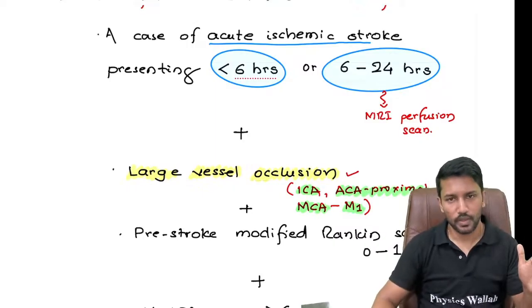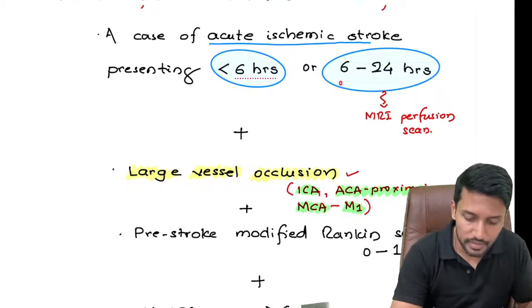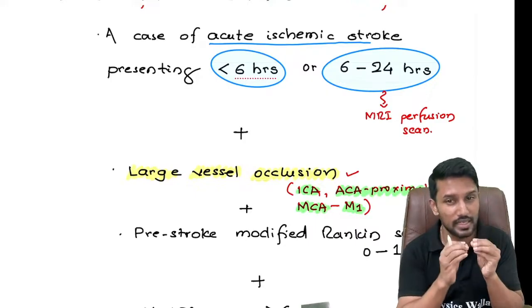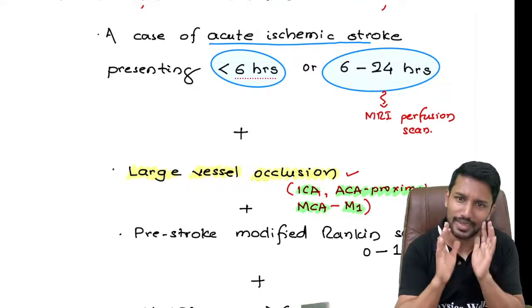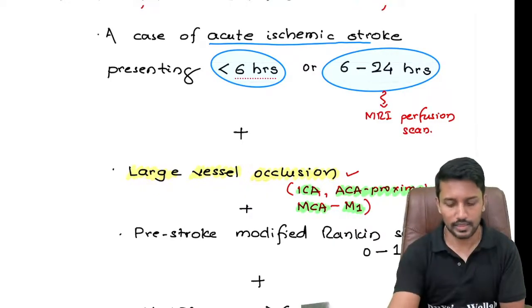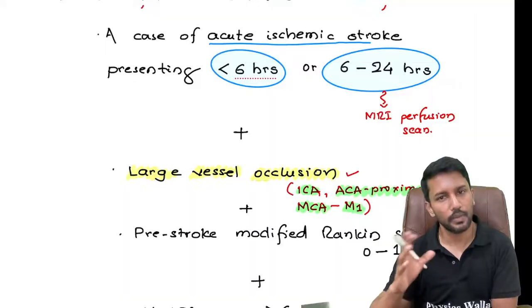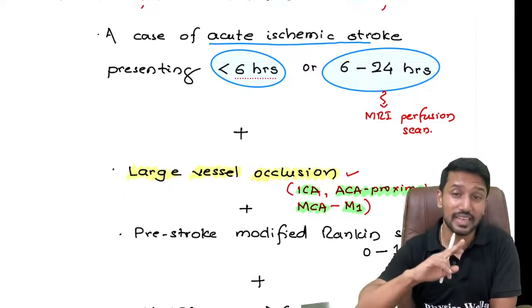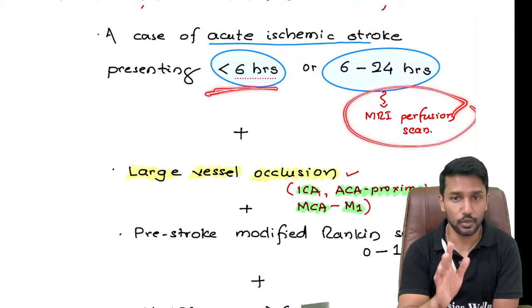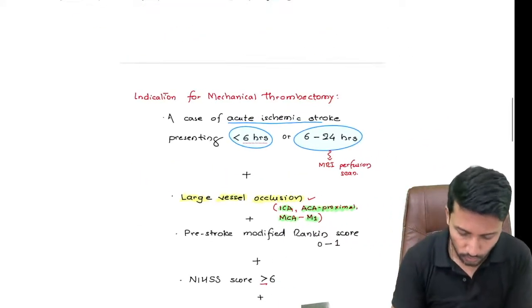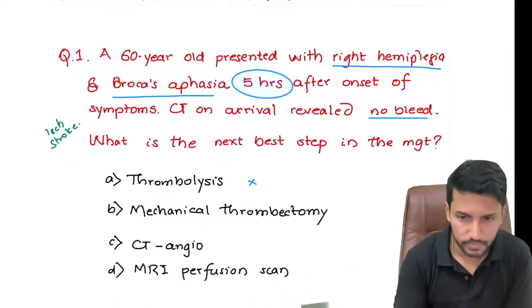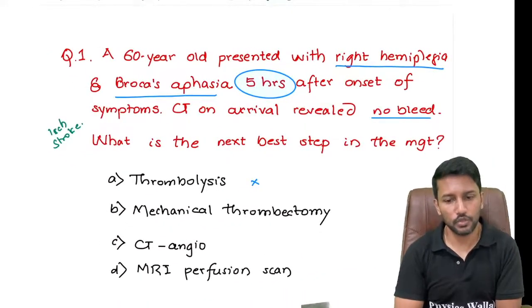That's simple. And if it's presented after 6 hours, then I have to decide whether there is still some amount of brain which I can save or all the tissue is dead. If all the area supplied by a particular blood vessel is dead, then there is no point in doing the mechanical thrombectomy. So if they are presented after 6 hours, I need a perfusion scan. Within 6 hours, I don't need a perfusion scan, right? So now look at that basic and try to answer this question. What should be the answer here?